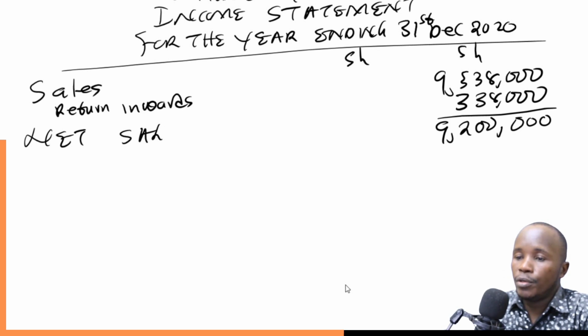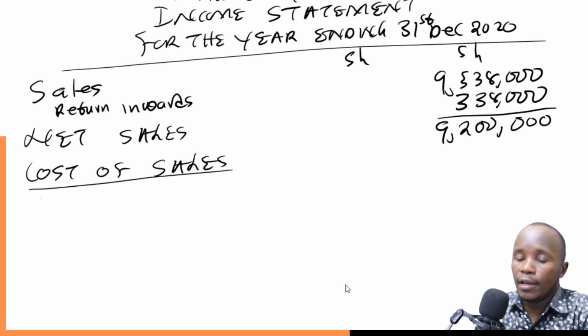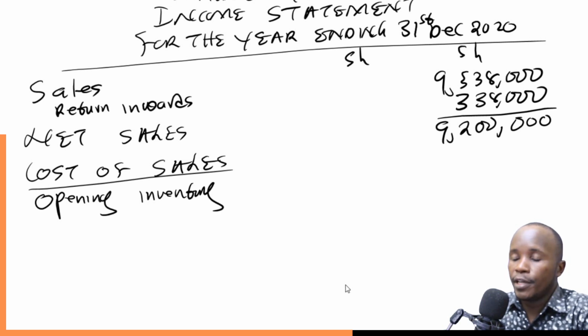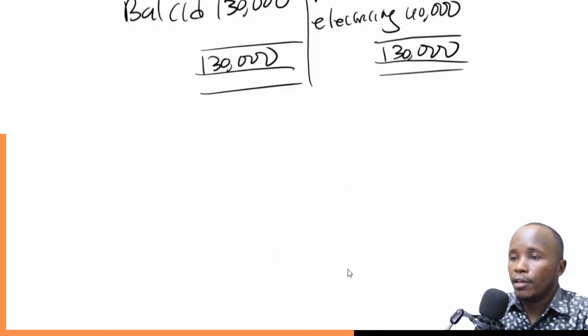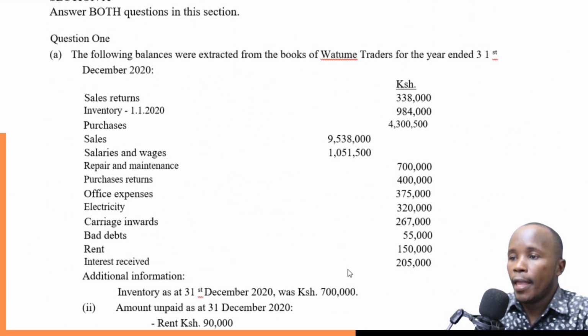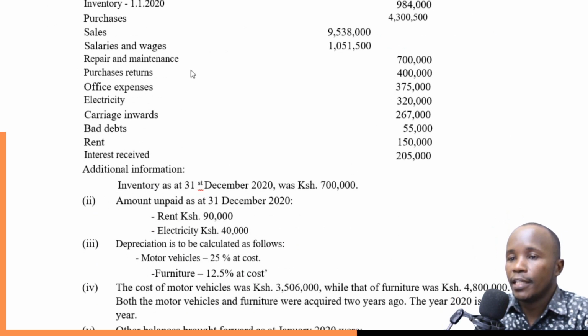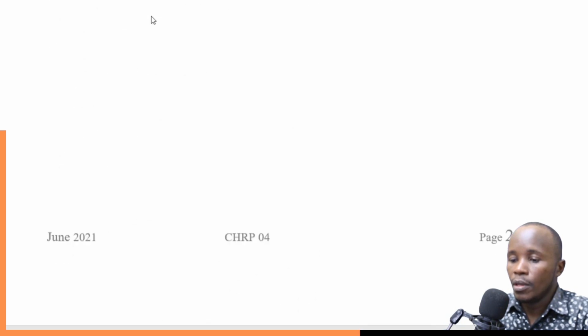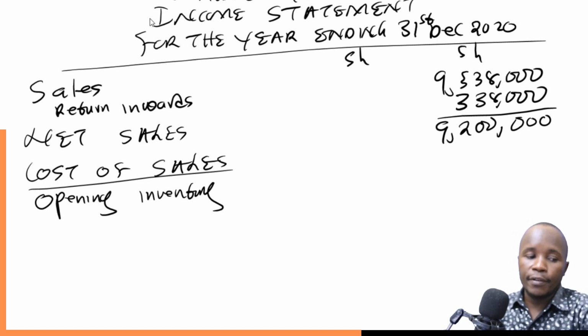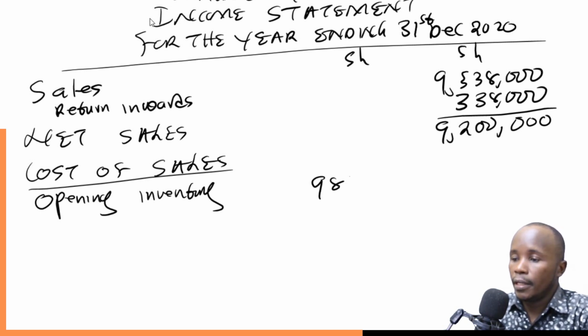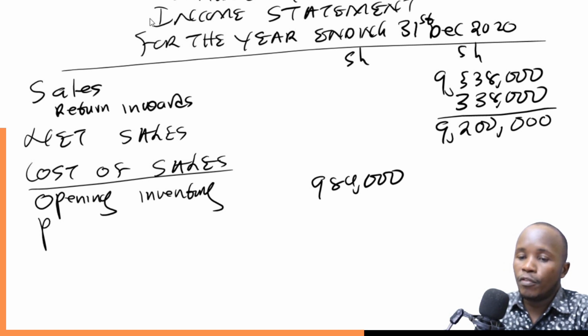Now, after this, what we need to do is to proceed to cost of sales. In the cost of sales, we need to identify the opening inventory. Opening inventory appears in the trial balance or in the information provided. Here we have opening inventory, that is inventory as per 1st January 2020, 984,000. You bring it here, 984,000.